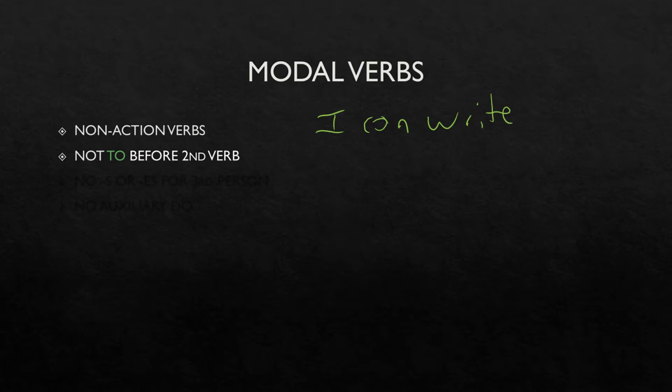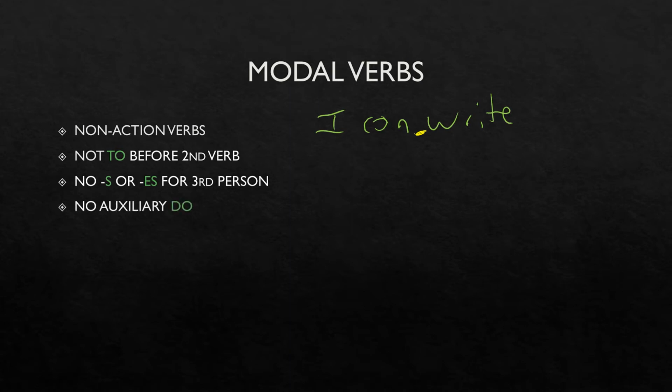Also, we're going to take into account these three rules. The first one, we don't need to use to before the second verb. As you can see here, we don't have any to in the middle of them. Then we are not going to use s or es for the third person. So if we say he can write, we just leave the word like that, can or should or must. And also, when we make questions, we are not going to use the auxiliary do. So you can ask a question by just saying, can you write?